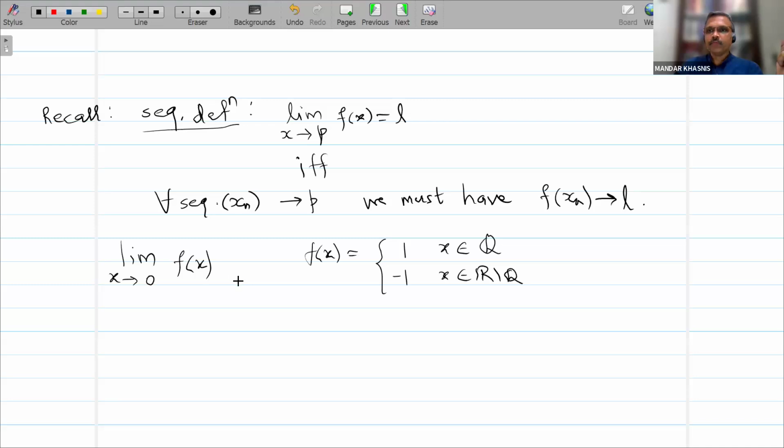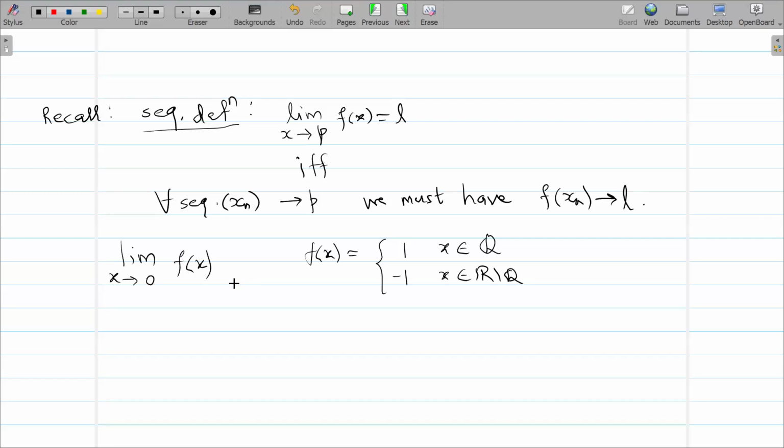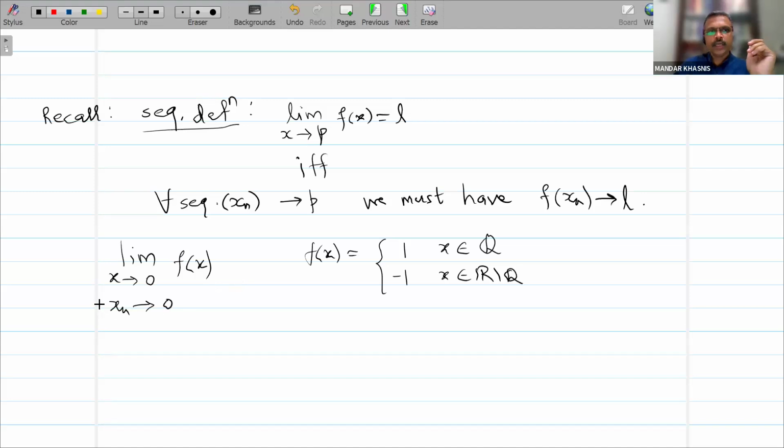When we take two sequences, one from rationals and one from irrationals, they converge to different limits. Very good. So you take a sequence xn converging to 0, where xn belongs to the rationals, and you take another sequence, say yn, converging to 0, which is from the irrationals. Both sequences will exist. Why? Because of the density theorem.